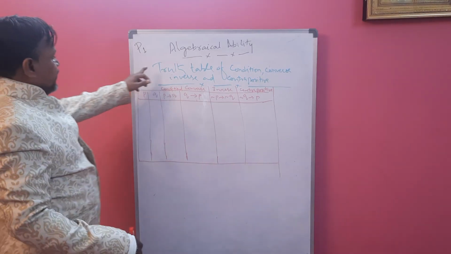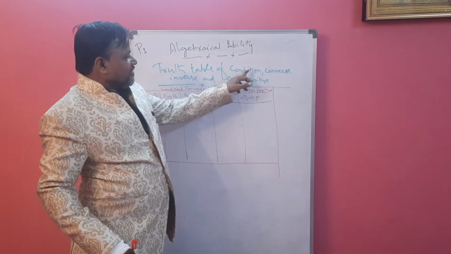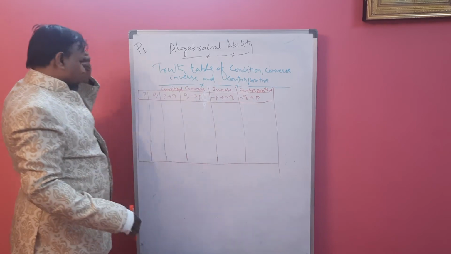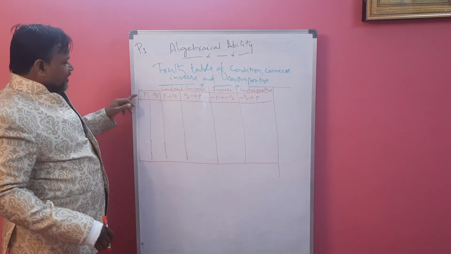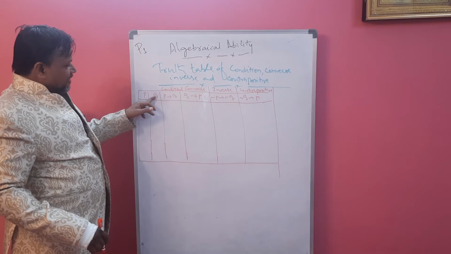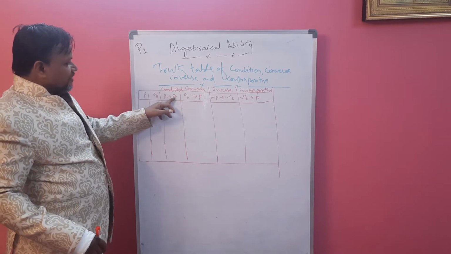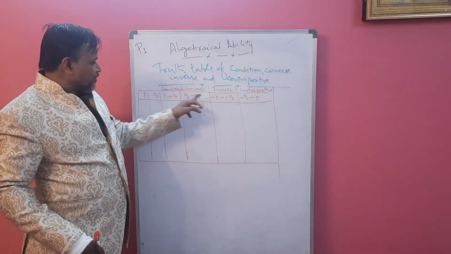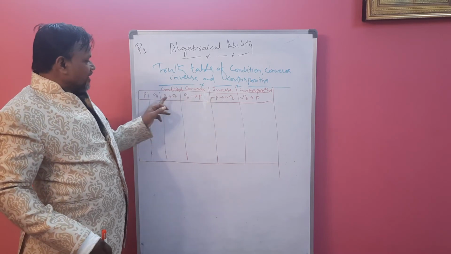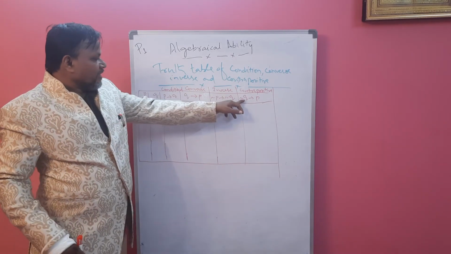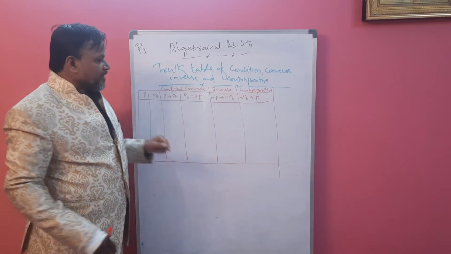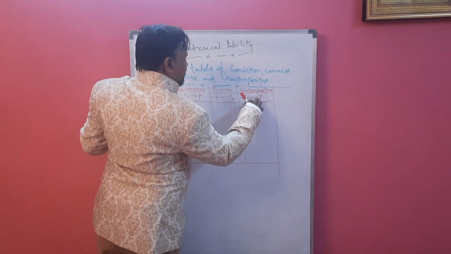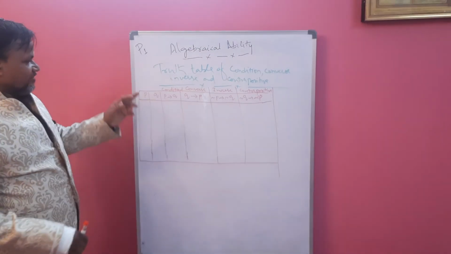Now, truth table of conditional, converse, inverse and contrapositive. Here, see the table. P, Q are the two simple statements. Now, conditional statement P implies Q. Converse of this is Q implies P. Inverse of this is negation P implies negation Q. Contrapositive, negation of Q implies negation of P. I forgot to write negation there.